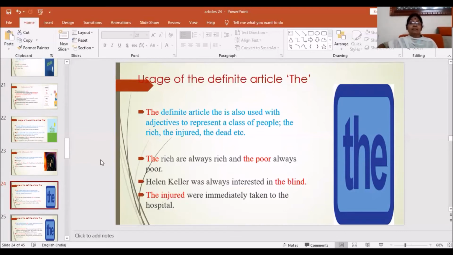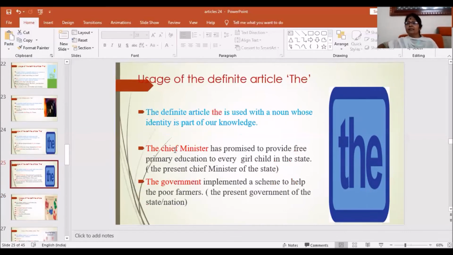Next is the definite article the is used with a noun whose identity is a part of our knowledge, right?